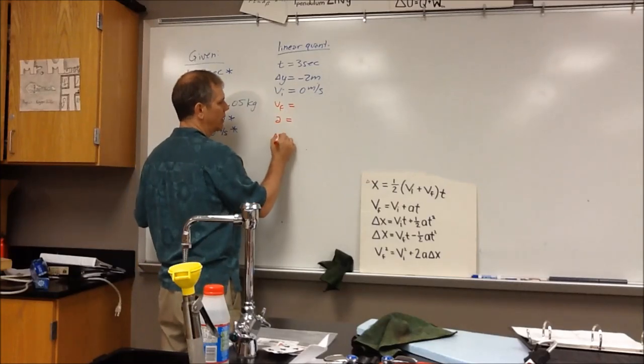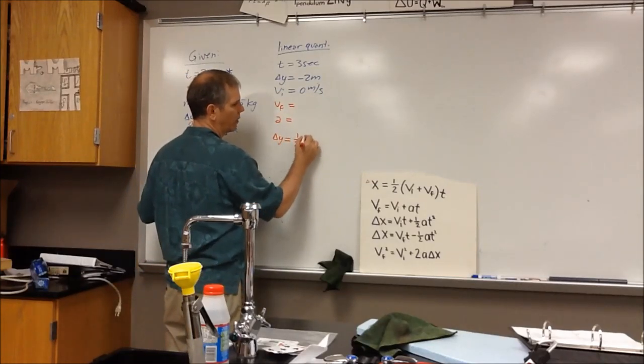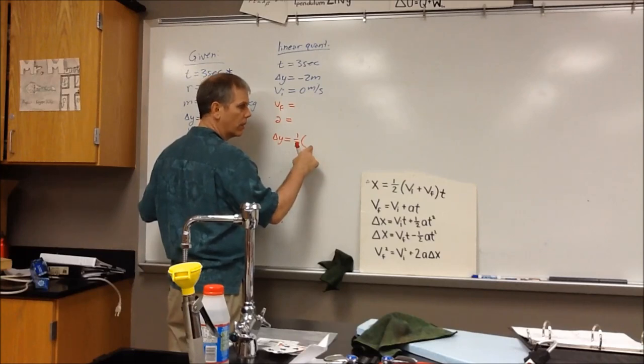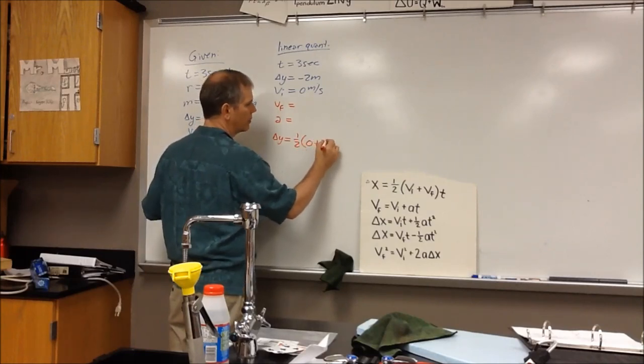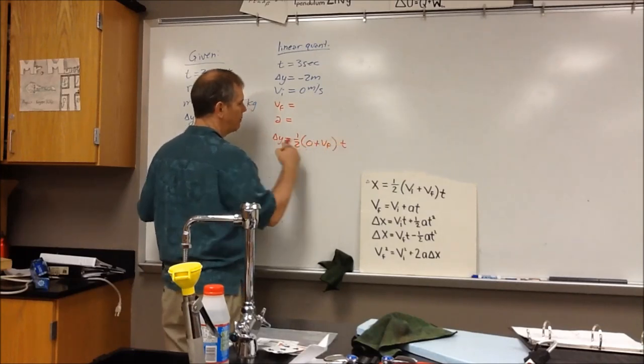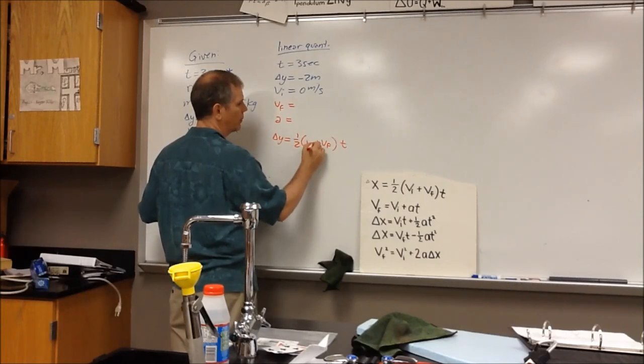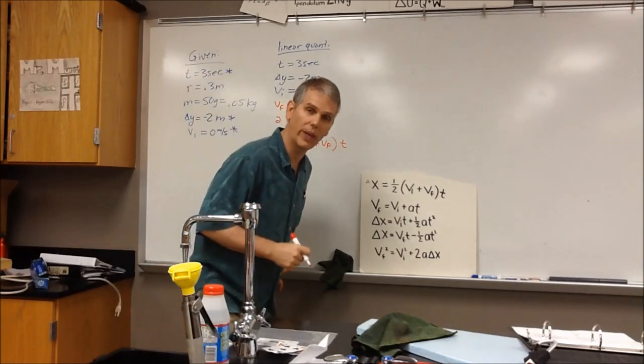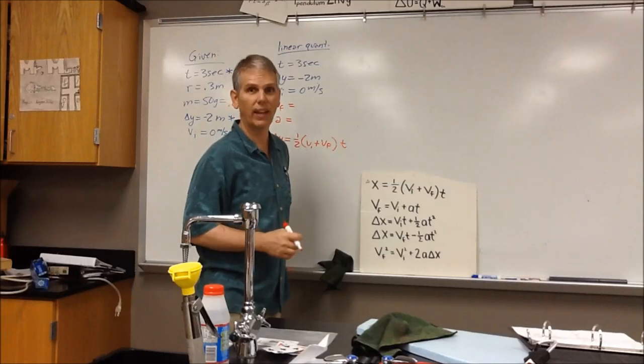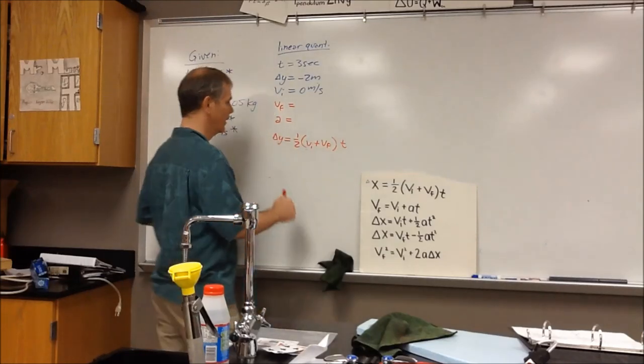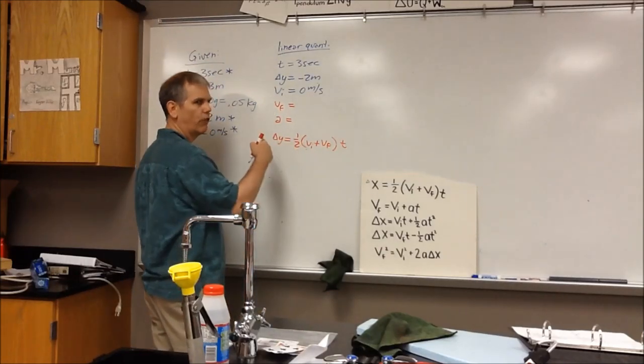So we have delta y equals 1 half, vi, which is 0, plus vf, and we'll leave it this way, then I'll put the numbers in. For those of you wondering why I'm going so quickly right now, I have kids leaving class early. So I could solve for vf.